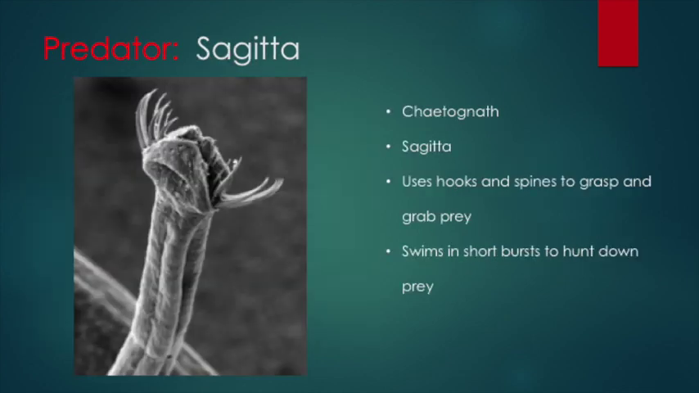So the fourth and final method of feeding that we're going to discuss is active predation, which a zooplankton by the name of Sagitta, a type of chaetognath, uses. It uses hooks and spines right up at the top, right near its mouth, to grab its prey, and it can swim in short bursts to hunt down prey. It also has receptors that can sense prey, and then it can go out and get it. So this is an active type of feeding, unlike some of the filter feeders or other zooplankton.